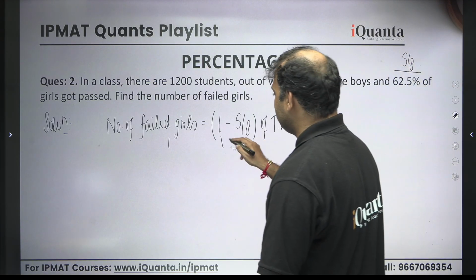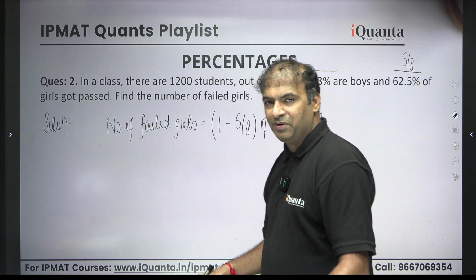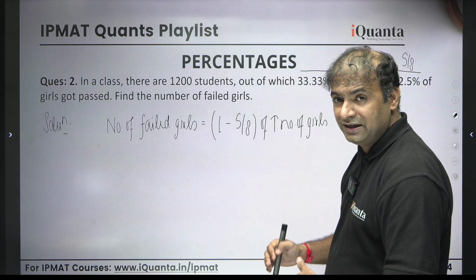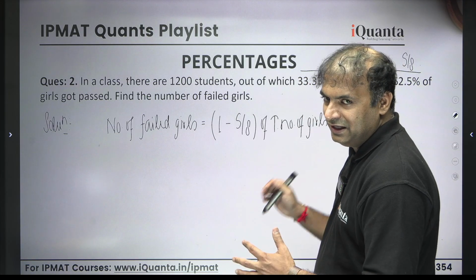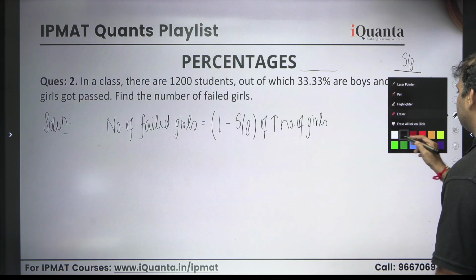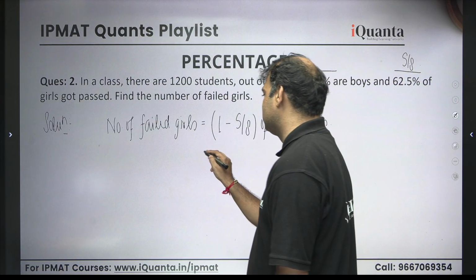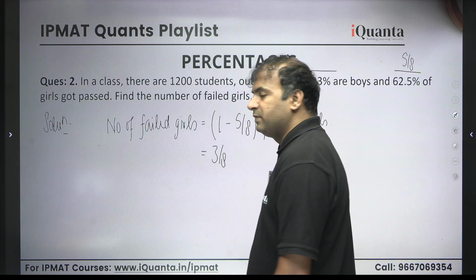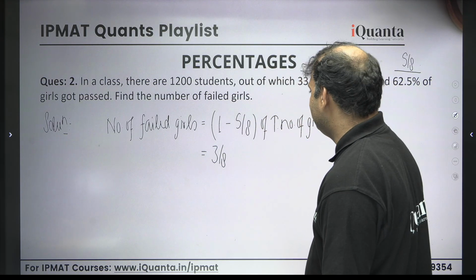See, I could have written everything again just like the last problem, but I wanted you guys to also not write so many things. That's why I'm not writing each and every line in this solution, right? Okay, now 1 minus 5 by 8 has to be 3 by 8. So we can say this is 3 by 8 of the total number of girls. But now guys, the problem is that we do not know the total number of girls, but we can find this for sure.